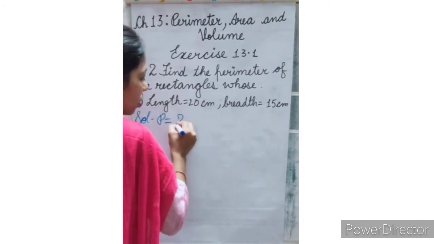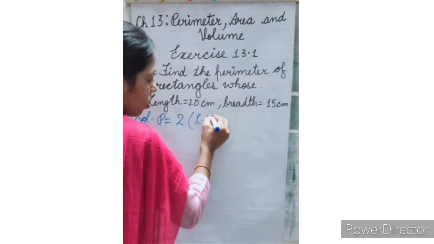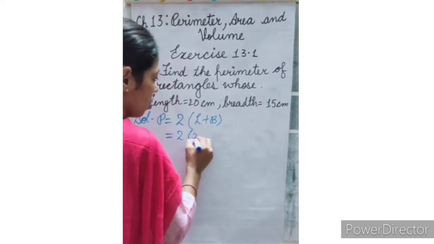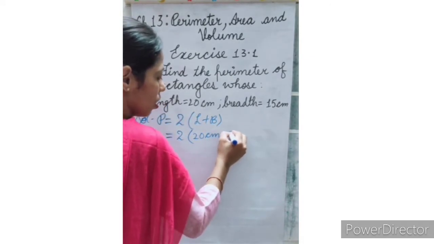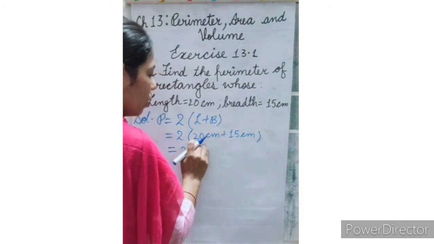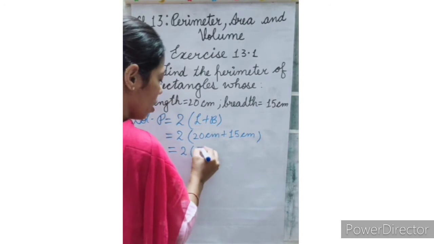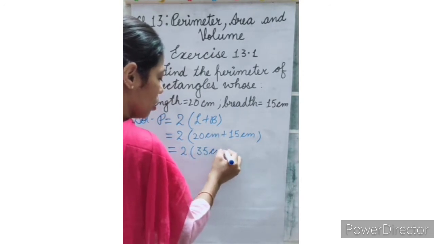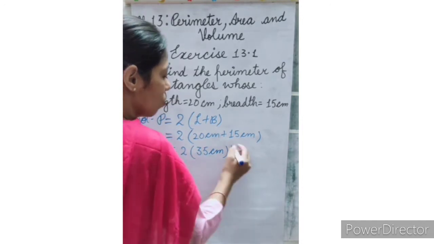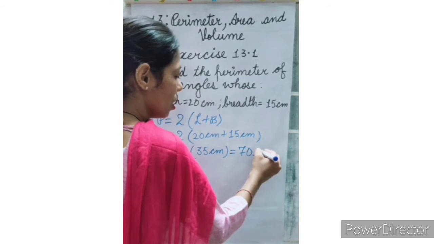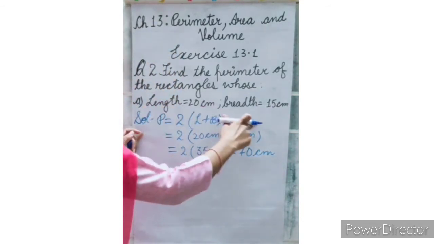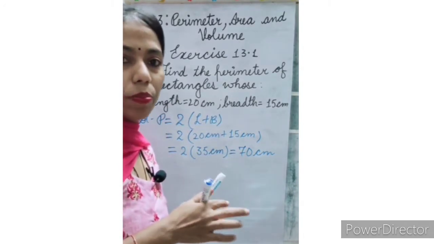Perimeter of a rectangle is equal to 2 multiplied by length plus breadth. We will write 2 as it is. Length is 20 centimeter, breadth is 15 centimeter. And we will add 20 plus 15, we will get 35 centimeter. And when we will multiply this 2 and 35, we will get 70 centimeter. So the perimeter of this rectangle is equal to 70 centimeter.